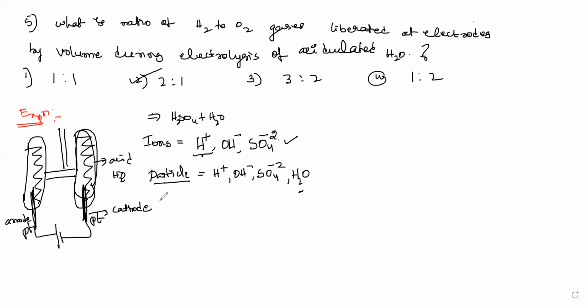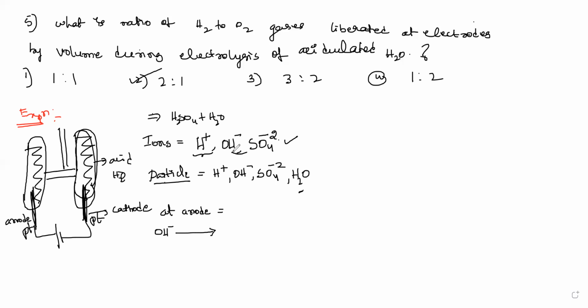Then we have to know what reaction occurs at the anode and what reaction occurs at the cathode. At the anode, how many types of anions are there? Two types: OH minus and SO4 minus 2. But which ion is involved in the reaction? Only the OH minus ions are involved in the reaction. So why is it so?